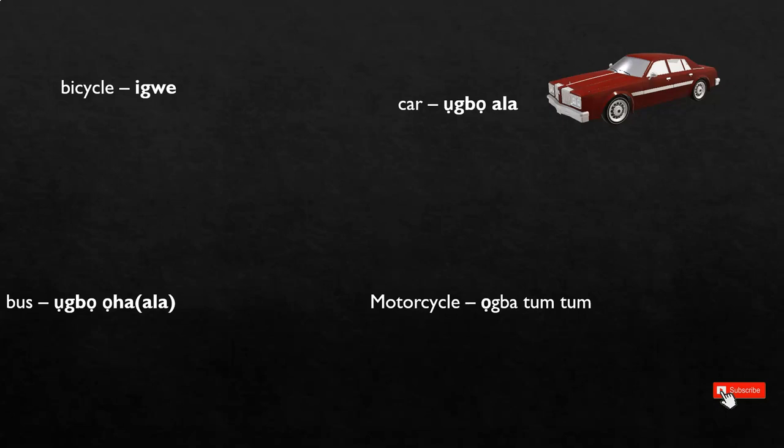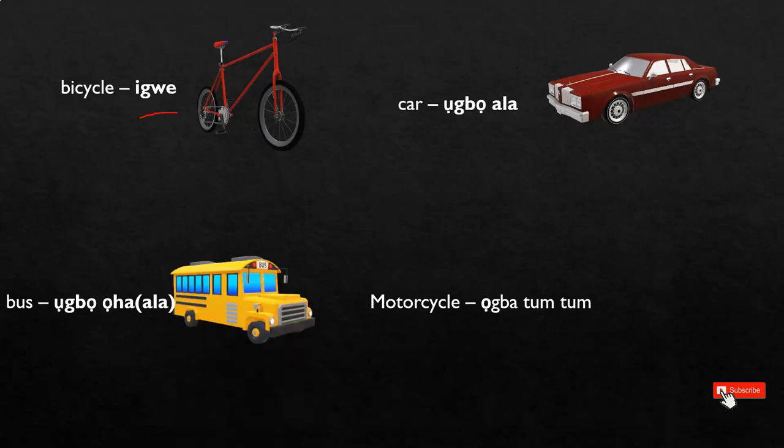First one here, we have Igwe, which is a bicycle, okay? And then we have Ugbo Oha, which is a bus. Oha is like a crowd. So it is a car or a vehicle that contains lots of people, if that makes sense.